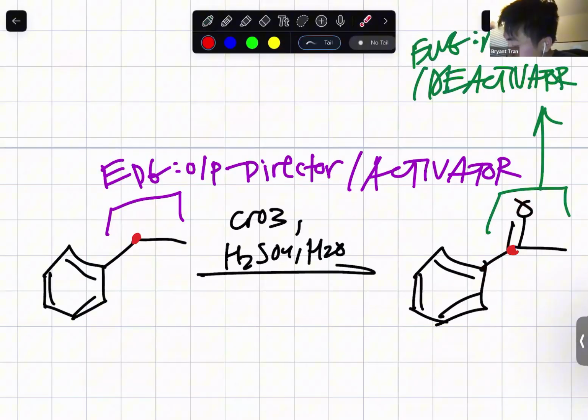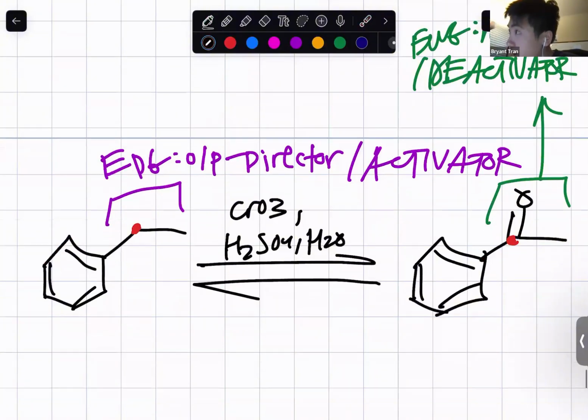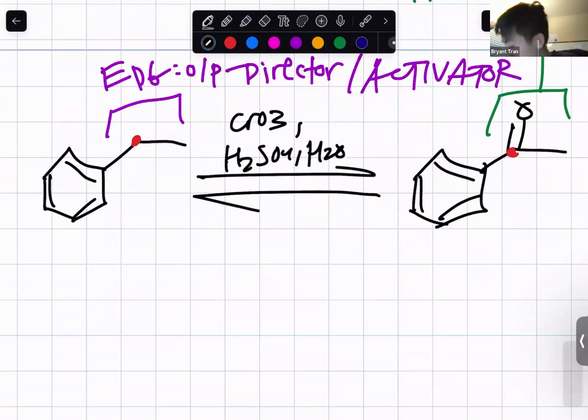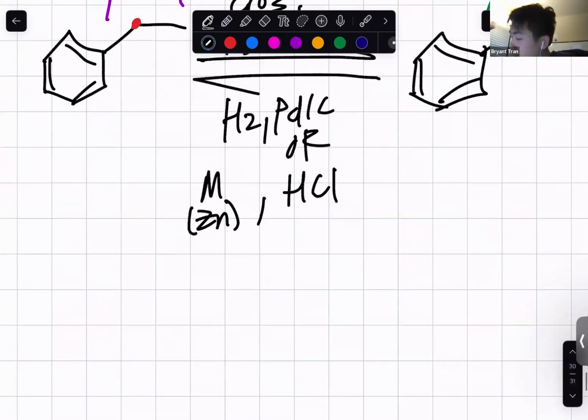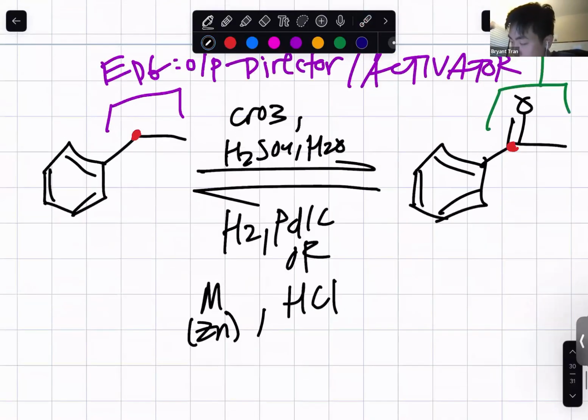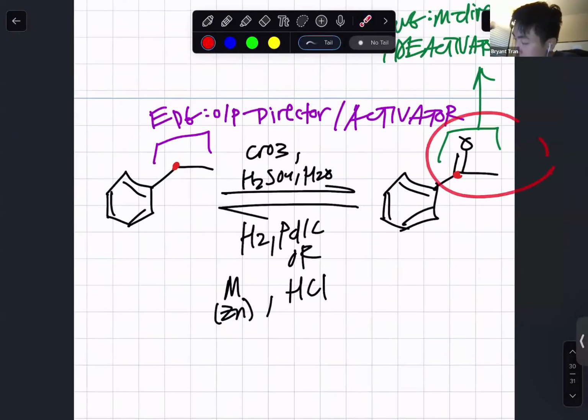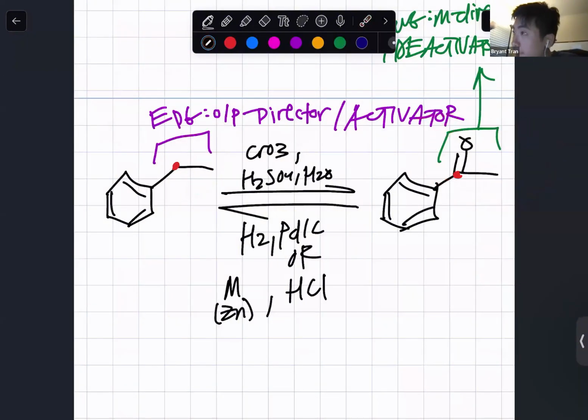Now, you could go the other way. If you had this meta director to start off with, and you want to go to an ortho-para director, you could do that by reducing it with H2, Pd/C, a reducing agent, or some metal like zinc and hydrochloric acid, HCl. Don't need to know the mechanism, just know the transformation and reagents that will convert this EWG into this EDG, meta director into ortho-para director.